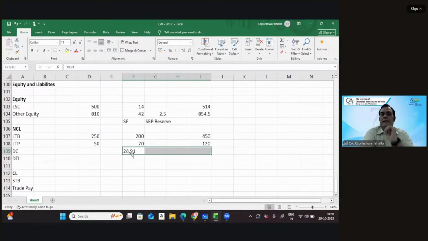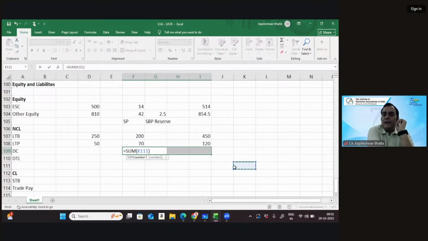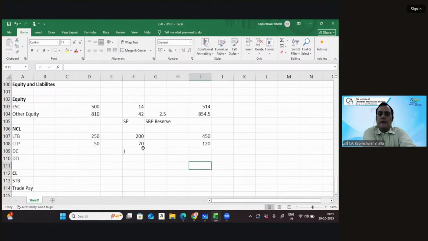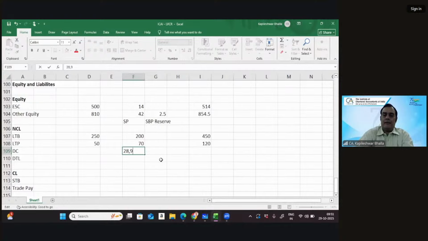So this comes to 28.91. Now for the deferred tax, we need to be slightly careful. I think I'll perhaps take it directly itself. This was 28.91. So this also is 28.91.